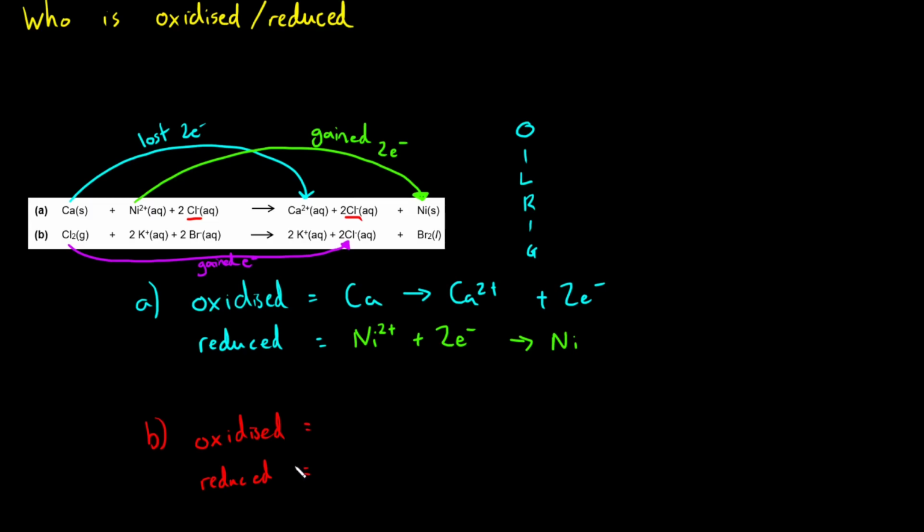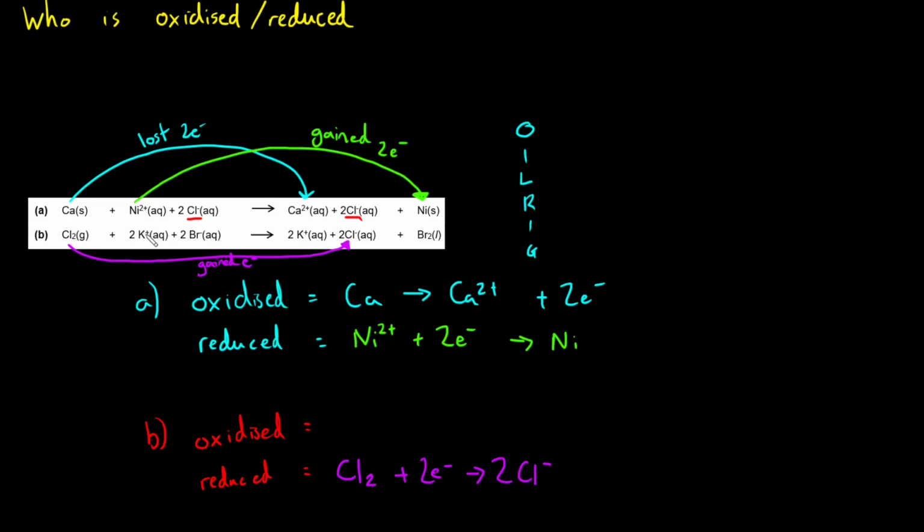So if I want to write out the reduction of chlorine, go to page 10 of the data booklet and write it out exactly as it says. Cl2 plus 2 electrons is giving me 2 Cl negative. This is being reduced because it is gaining electrons.